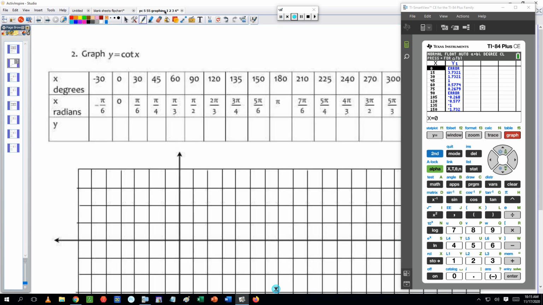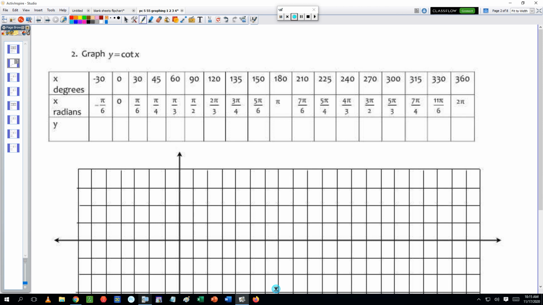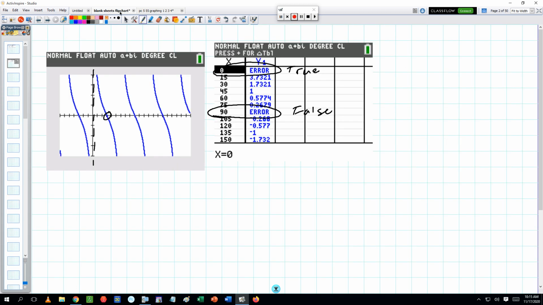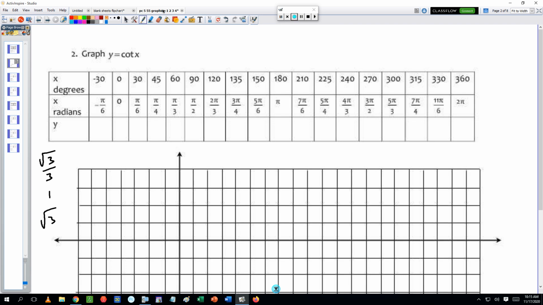Let's fill out our table. Okay? So cotangent is going to be the same things that we use for tangent. You're going to see a lot of radical 3 over 3, a lot of 1s, and a lot of radical 3s. So 0 was an asymptote. So we'll put undefined. And then the graph is high. It's falling. And these are the backwards of what we did with tangent.